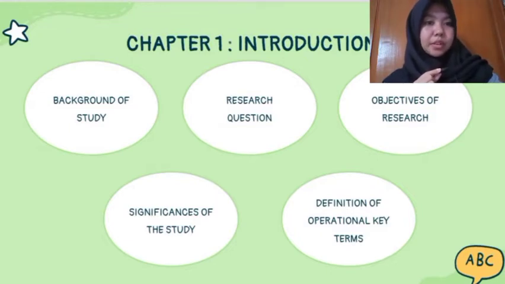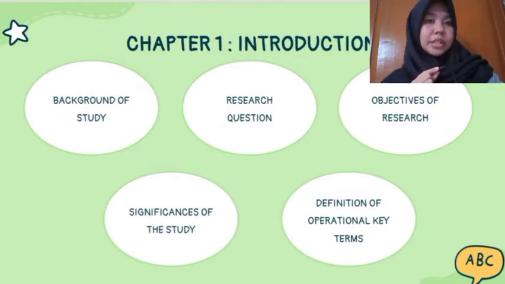According to the statement of problem before, the objective of the research is to identify and classify the grammatical errors made by the students of English department in writing argumentative paragraph at Lambung Mangkurat University Banjarmasin Batch 2016. And the next one is significances of the study.